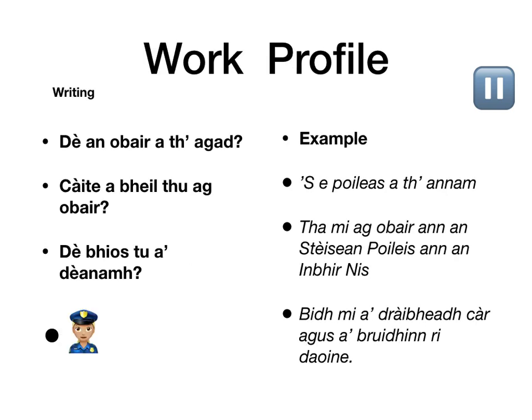Here's a writing. So a very nice little starter to you. You're going to answer these three questions. J an obair a thacaigh, cat a bheil luach obair, and J vias tú a dhéanamh. So in this example, we've got a polis, and they reply, sé polis a honam. Hámi ag obair, anlann station polis, anlann inyar níis. Bíme a dráibh a car, agus a brún rí dúine.